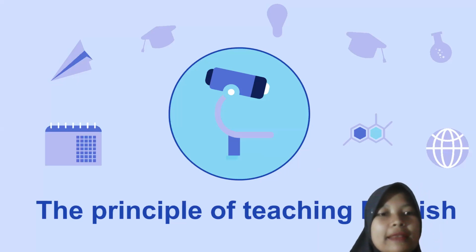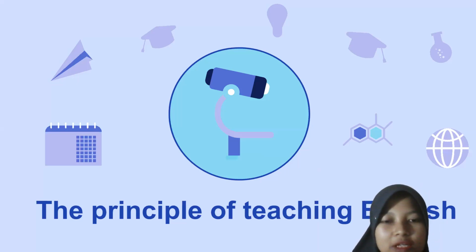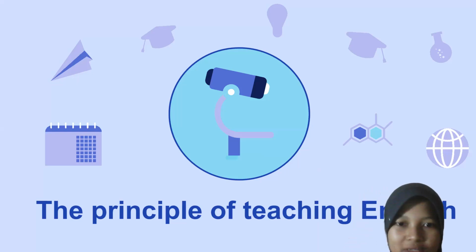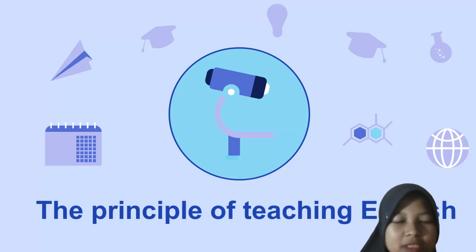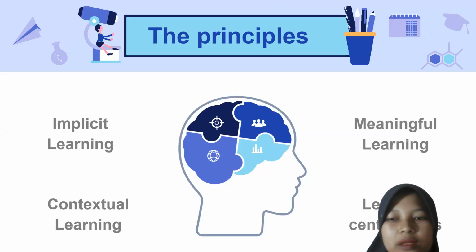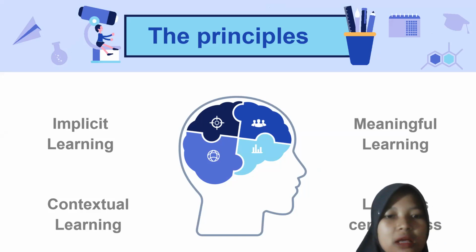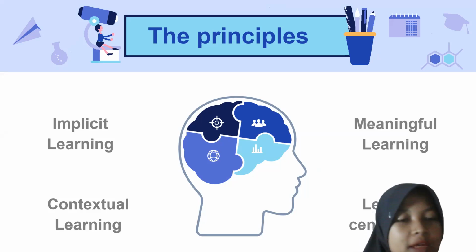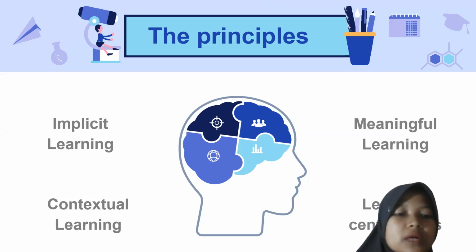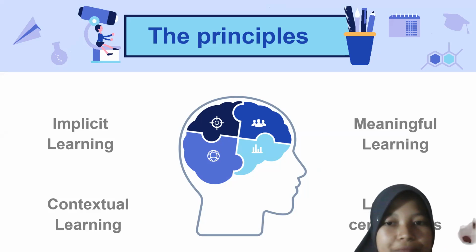All right, and next I would like to tell about the principles of teaching English to young learners. All right, let's get started. The principles of teaching English for young learners, there are 4 principles. The first one, they are implicit learning, meaningful learning, contextual learning, and also learner-centeredness. For the first one is implicit learning.